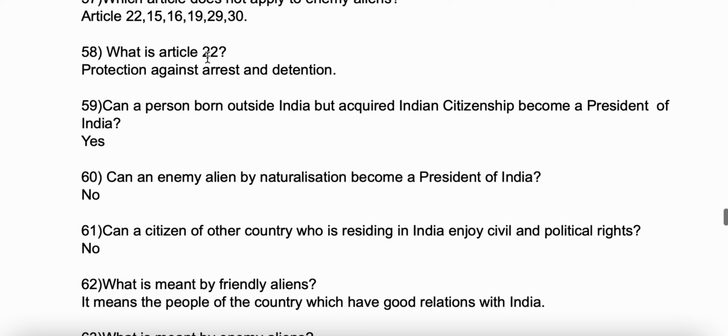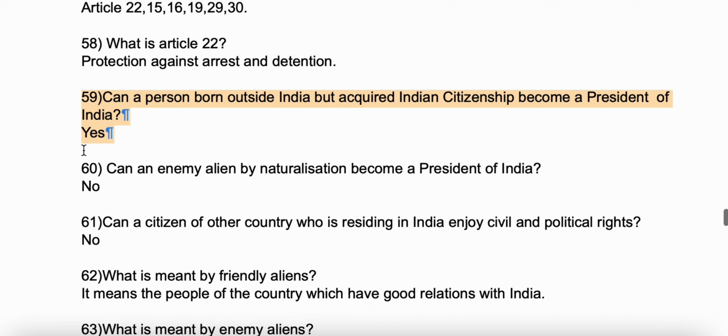58th question, what is Article 22? Article 22 is protection against arrest and detention. So 59th question, can a person born outside India but who acquired Indian citizenship become the President of India? This question came recently in the 2022 UPSC question paper. So yes, he can contest as President even though he is not born in India.